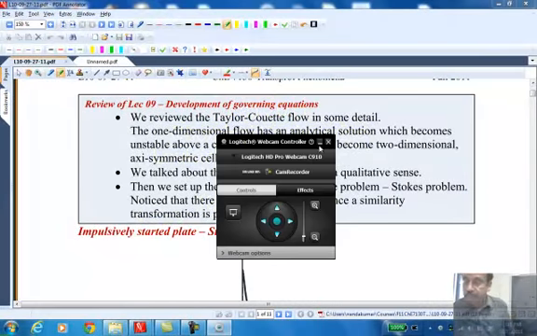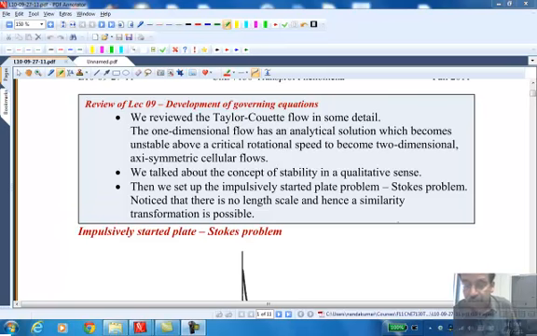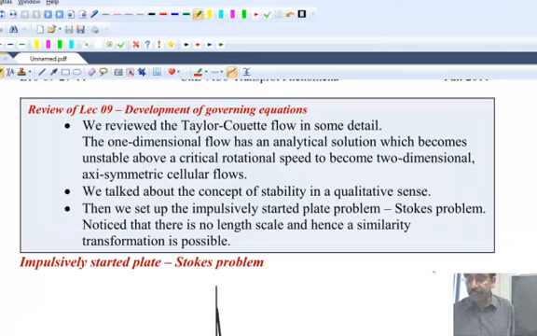If there are no questions, let me briefly review what we saw in the last class. Basically, Taylor-Couette flow, a very well-known problem, flow between two concentric cylinders, but subject to an idealization that it's an infinitely long cylinder so that you can get a one-dimensional solution. And we saw how that one-dimensional solution becomes unstable at a critical rotational speed. So we qualitatively talked about the concept of stability.